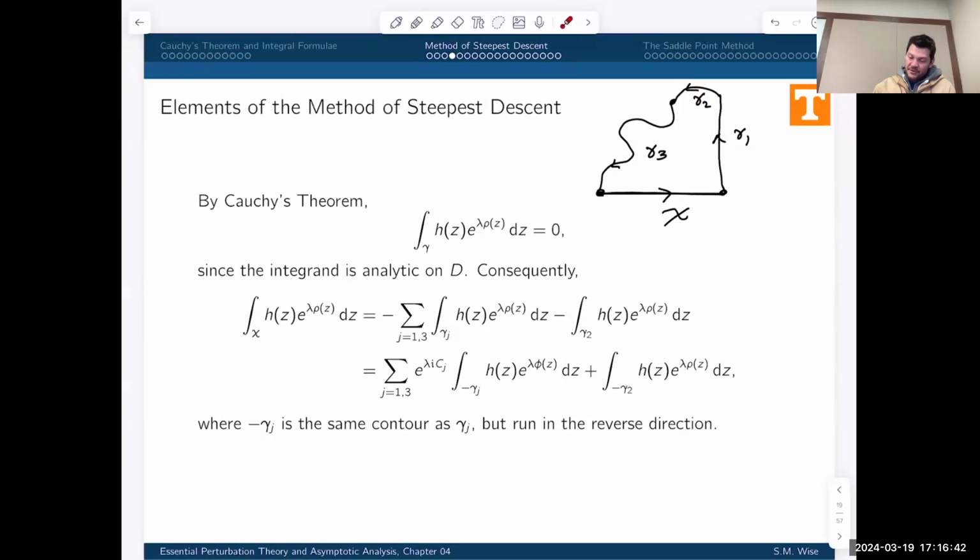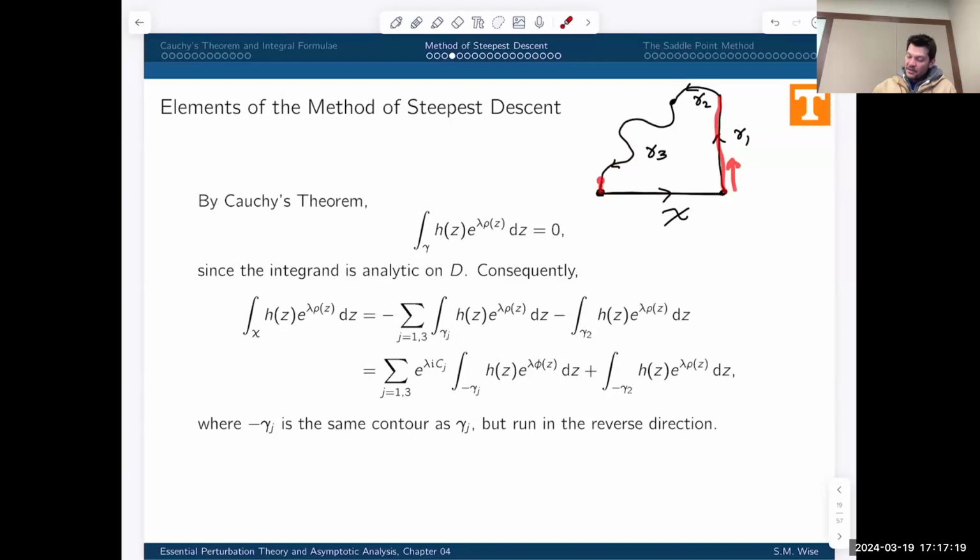Now, here are my constraints. I want psi, when I evaluate it on gamma 1 and gamma 3, what did I say? I want psi to be constant on those, if possible. And I want phi to be decreasing as I go along gamma 1 and gamma 3, but moving in the direction away from chi. So in other words, when I go in this direction along gamma 1, I want phi to be a decreasing function.